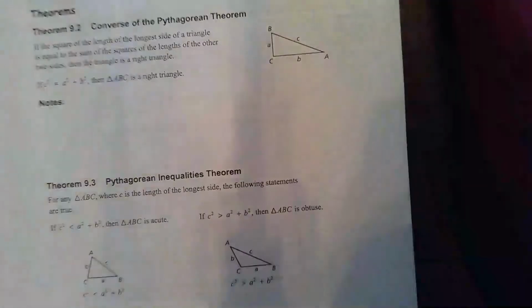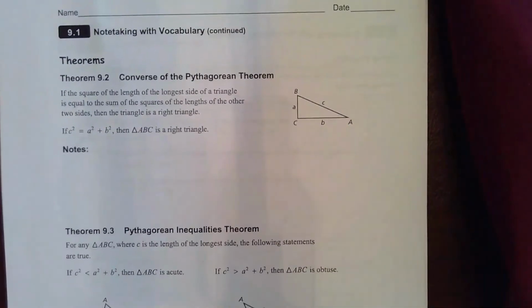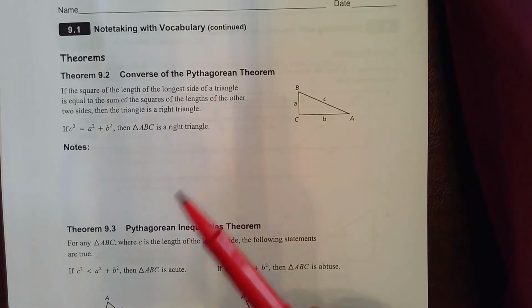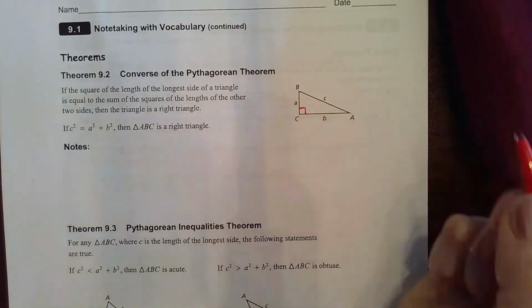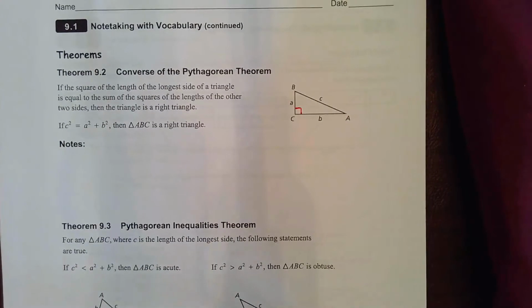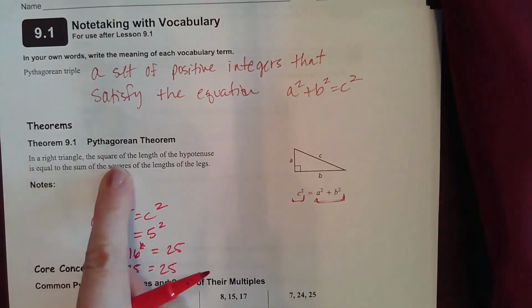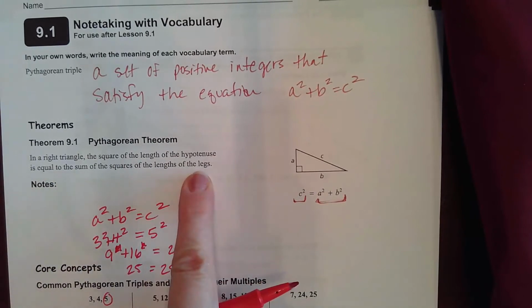All right, let's turn to page 245. So there are some theorems, of course, in geometry. We talk a lot about theorems and converses of theorems. So we know the Pythagorean theorem, right? The Pythagorean theorem states, again, only for right triangles, that if you have a right triangle, let me read it to you exactly. It says, in a right triangle, the square of the length of the hypotenuse is equal to the sum of the squares of the lengths of the legs.